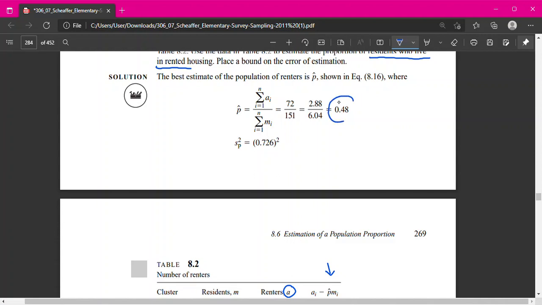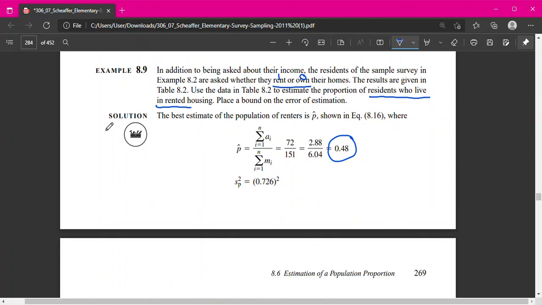What is this value 0.48 actually? This is a fraction, also called a fraction. So we can say that our characteristic of interest is residents who live in rented housing. We can say that 48% of the residents live in rented housing. Okay, that is the proportion, right?